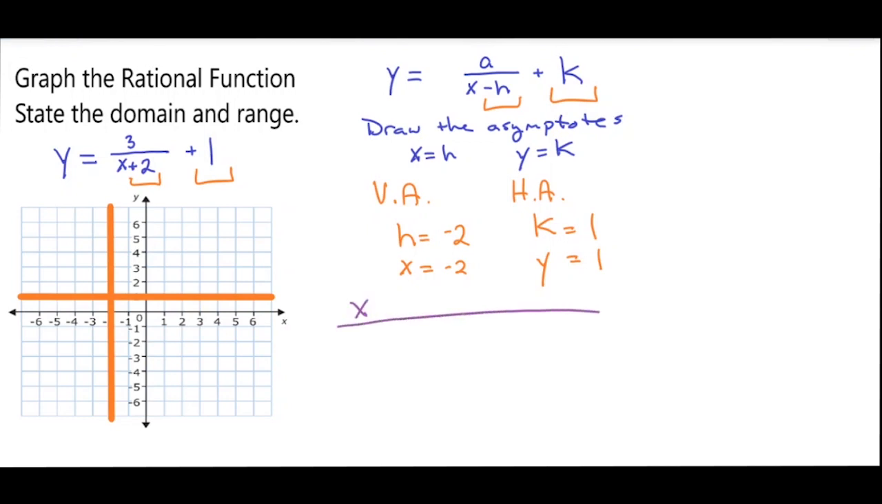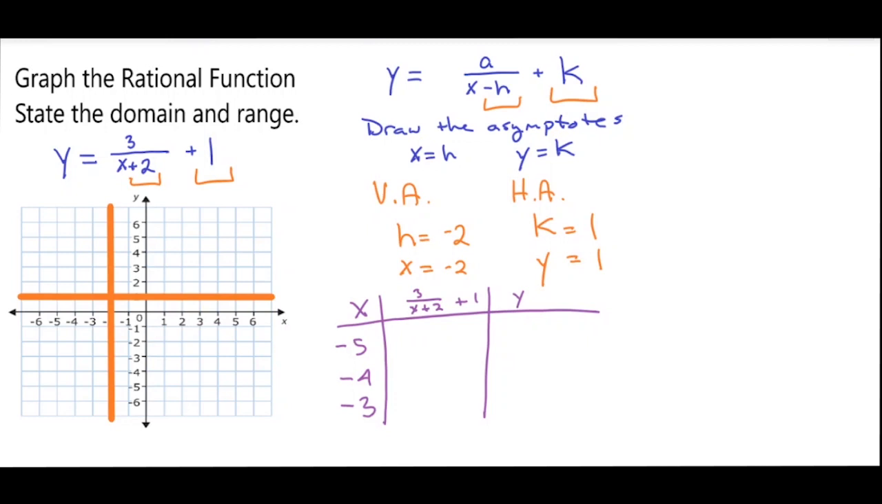Next, I'm going to pick x values on either side of my vertical asymptote. So I'm going to pick negative 6, negative 5, negative 4, and negative 3. And we'll plug those into the function. So that'll be 3 over x plus 2, plus 1. And we'll put our y values over here.